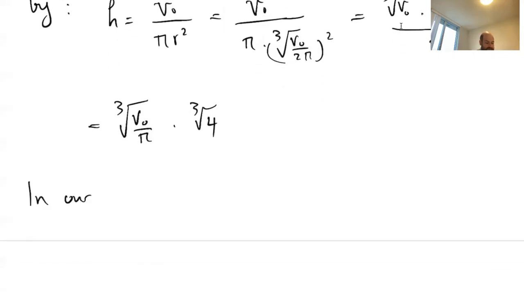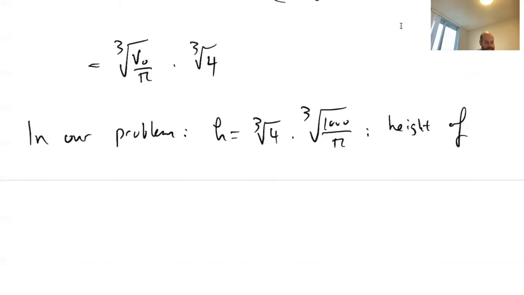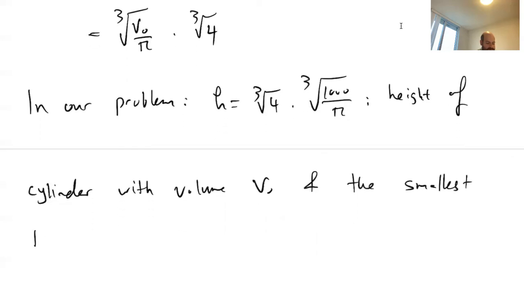And again, in our problem, h will be cube root 4 times cube root 1000 over pi. So this is the height of the cylinder with volume V0 and the smallest total area, smallest possible total area.